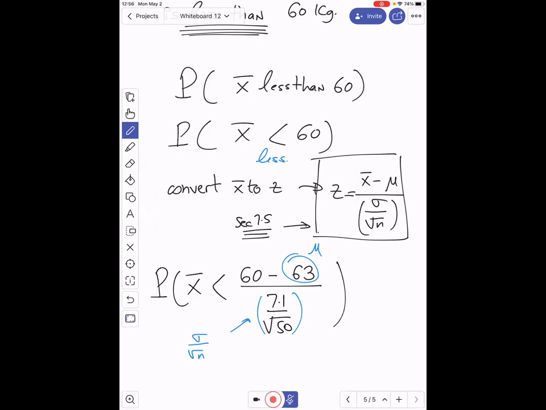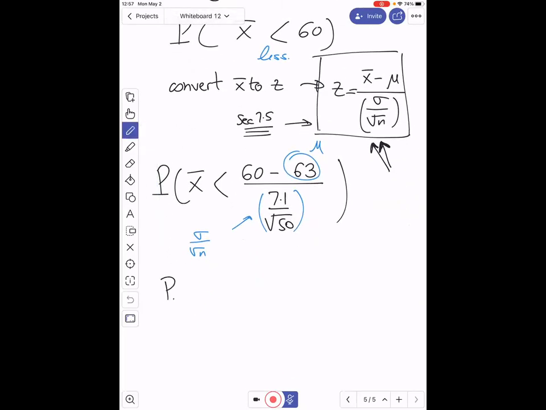When you have a normal distribution and you see the symbol X bar, you need to use this to convert your X bar to Z. It's not just X bar minus mu over sigma, it's X bar minus mu over sigma divided by square root of n. Then just do the usual thing. X bar is less, so this is good news because after we convert to Z, we can just use the chart. 60 minus 63 is -3.